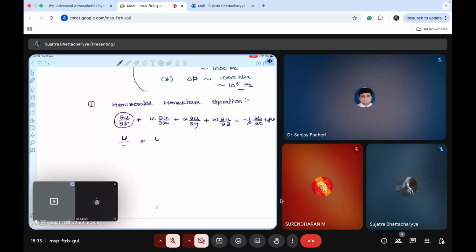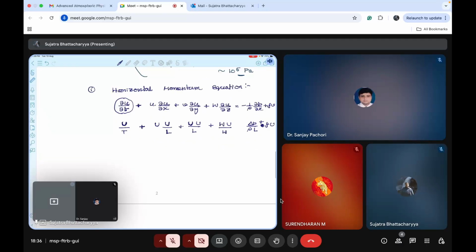Plus, delta u delta x. The dimension of delta u will be U, and x is the length scale in the horizontal direction, so it is L. Plus v delta u delta y: U and V are the same for the scale analysis, so this is also U divided by L. Plus w delta u delta z: W is W, this is U, and delta z is the height, so H. This is equal to minus 1 by rho delta P, so we can write it as delta P by rho, and delta x is L, plus f into U. So this is the scaled part.